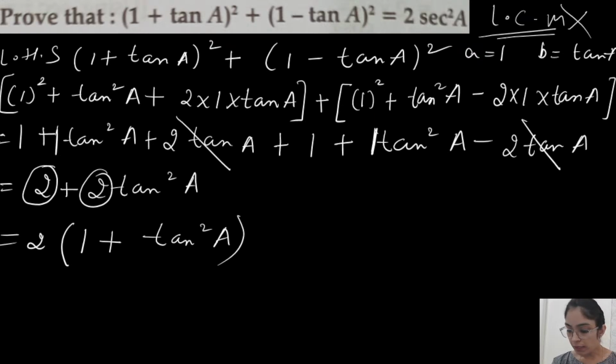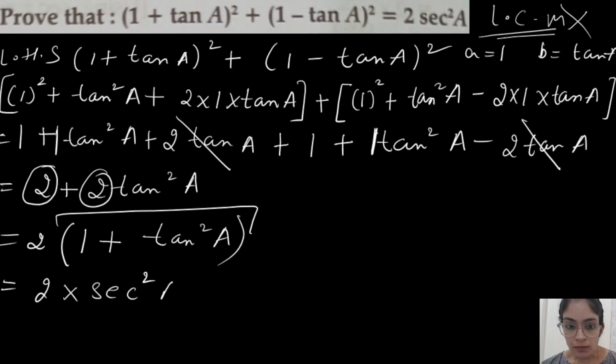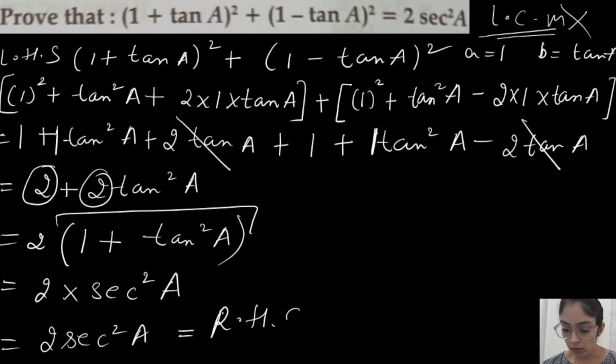Now which relation can we apply here? Here we can apply the square relation, yes. So secant square is equal to 1 plus tan square A. I have told you the square relations. So this 1 plus tan square A will become secant square A. So we will get 2 secant square A, which is equal to our right hand side also. Yes, so the right hand side we already got.